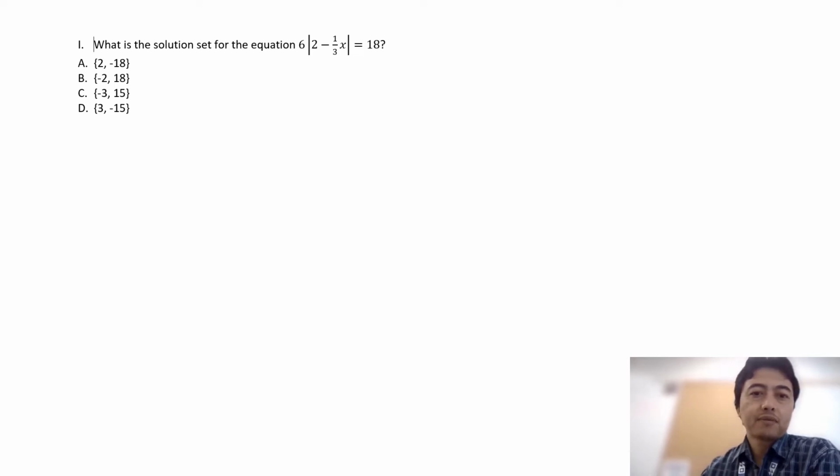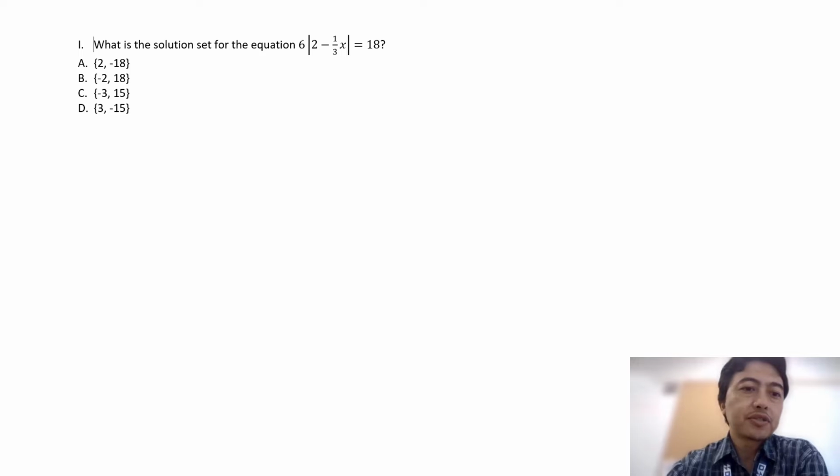Okay, so in this problem, we're looking for the solution set. Those two numbers are given there, so we have to solve for this. To isolate the variable, we just have to divide this by 6. So we get 2 minus 1/3 x is equal to 3.